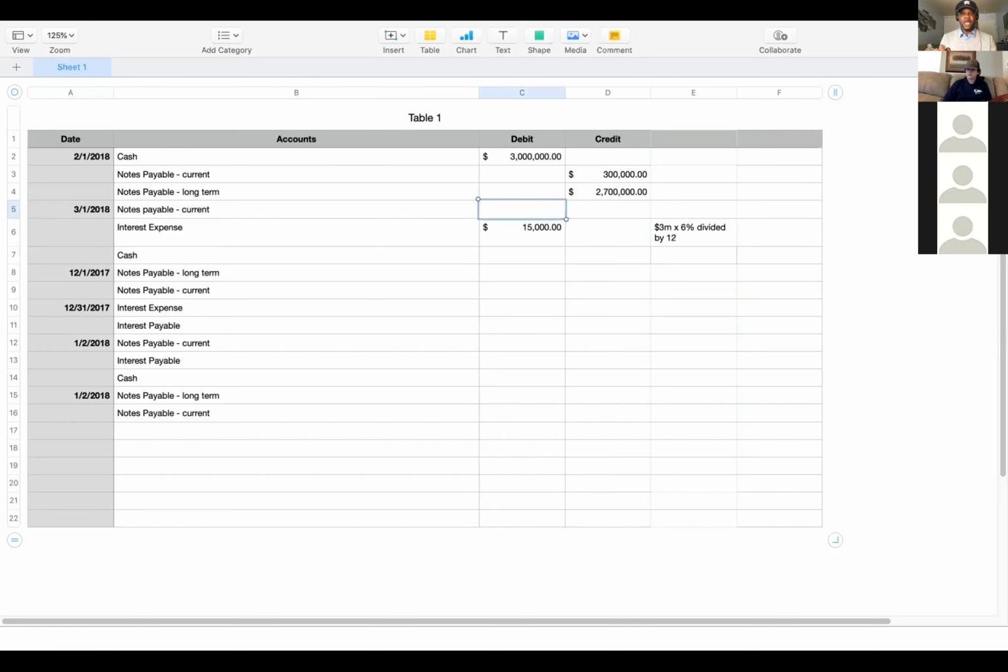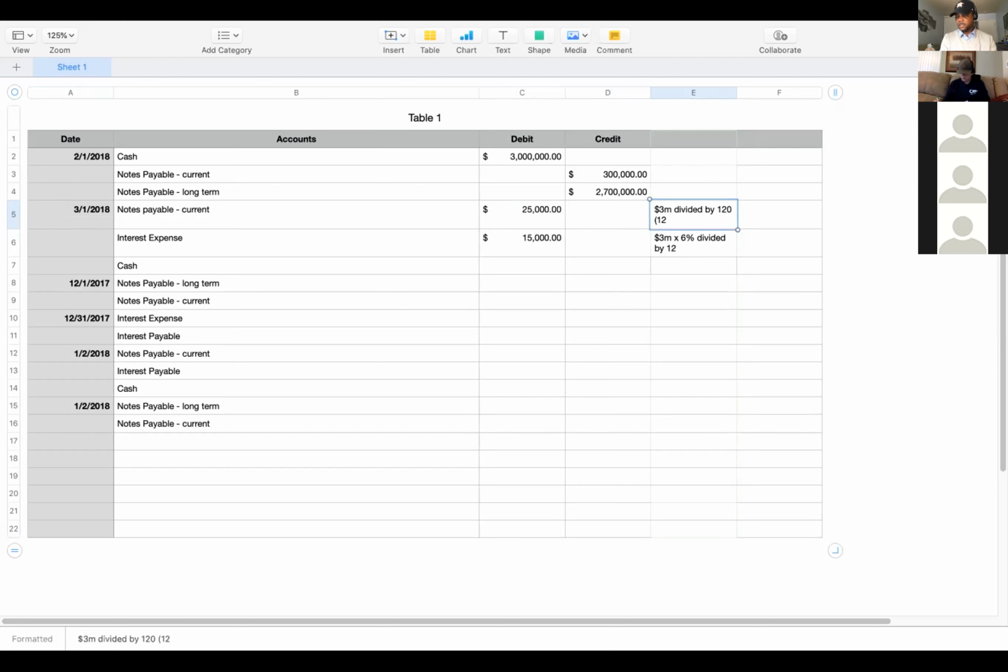Excellent. How much principal are they paying? 25,000. And that is the 3 million, using the simple method, 3 million divided by, I guess it's 120 months. It's a 10-year loan, 10 times 12 months. Yep. So that means the cash is $40,000.